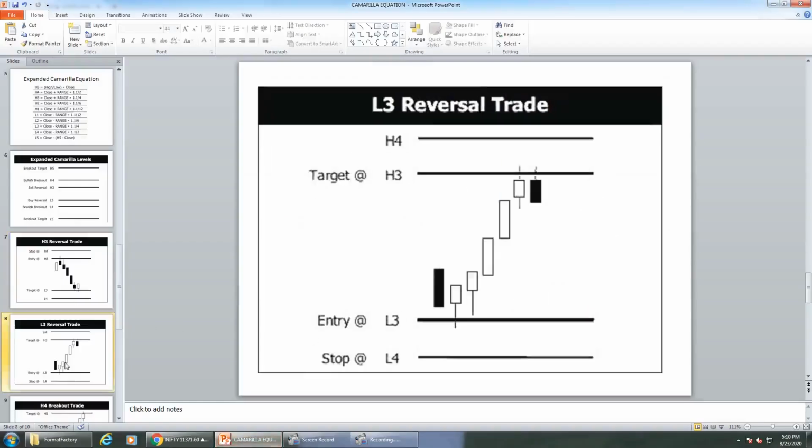The next type of trade is the L3 reversal. In an L3 reversal, price opens between H3 and L3, and when it reaches L3, it will give you a reversal toward H3, and L4 will be your stop loss. Still, there is no need to enter exactly at L3. You need to look for a reversal candle here, that is a green candle with some reversal signs, and you take the entry on breaking the high of this candle, and you can wait for the target at H3, with the stop loss at L4.